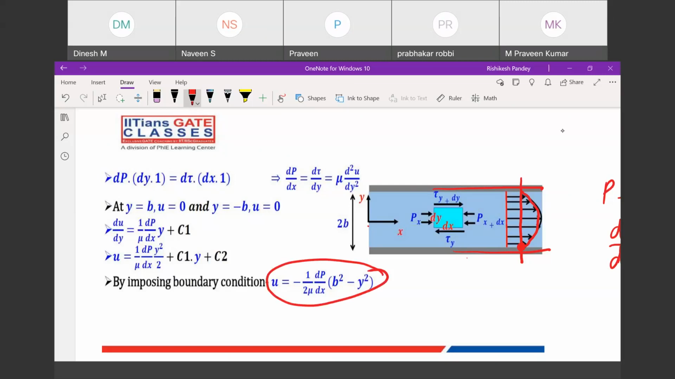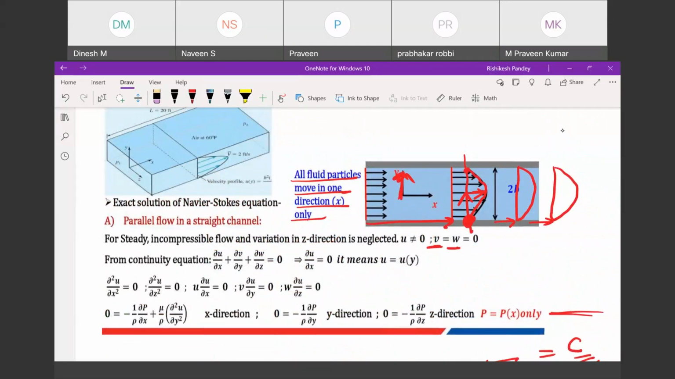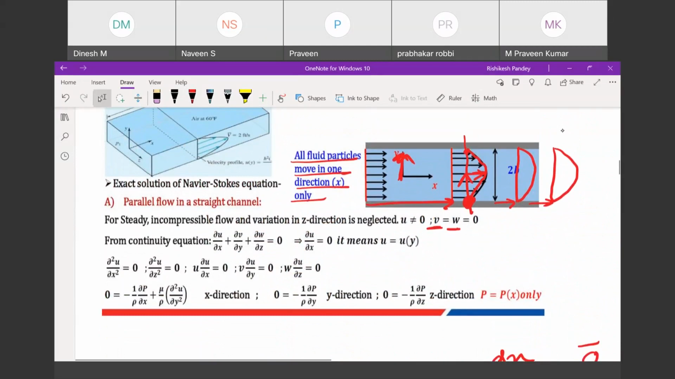So again, I will revise the points you should remember in this particular topic. Which topic? Fluid flow between two fixed parallel plates. Two fixed parallel plates, fluid is flowing. The first point to remember is that only two forces are considered: pressure force and force due to viscosity.